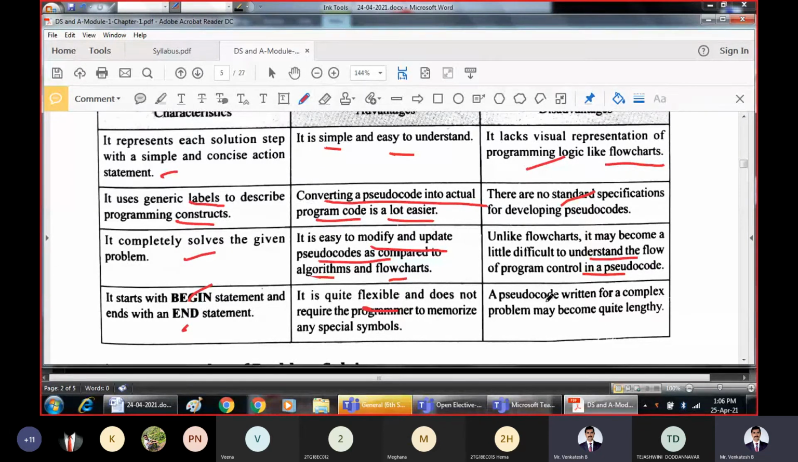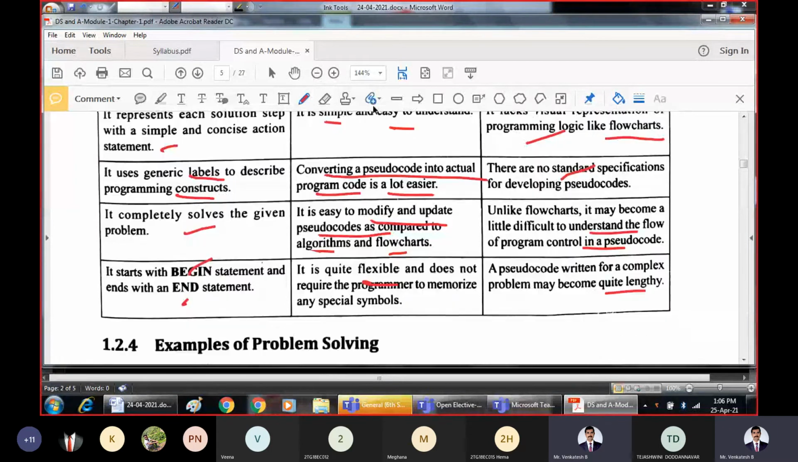And as the complexity of the problem increases, the length of the pseudocode may also increase. That is the disadvantage.